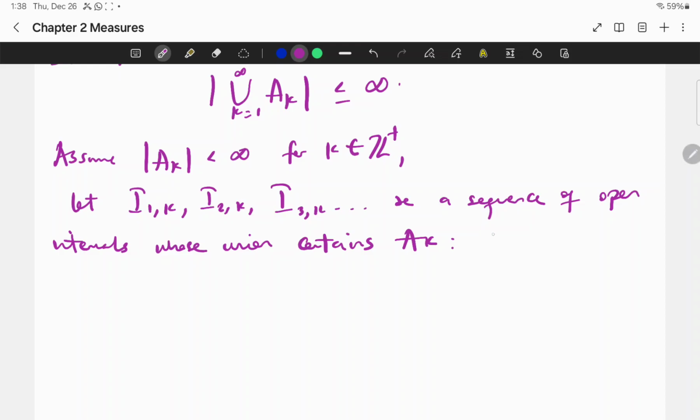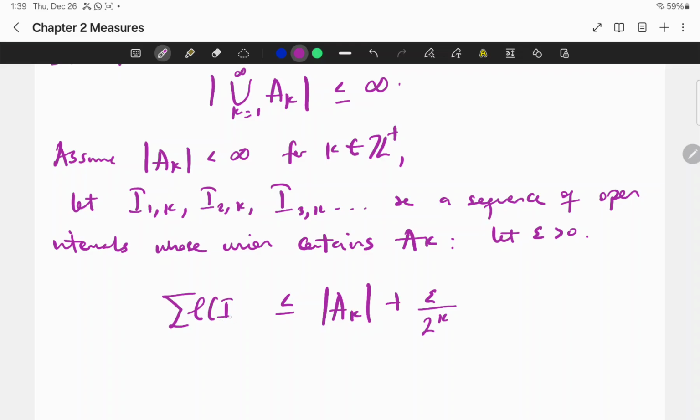So if the union contains A_k, then we can select epsilon greater than 0. Then for each A_k, whose union contains A_k, the outer measure of A_k will now be greater than the length of those intervals whose union contains A_k. Okay, so if you have any question, you can drop it in the comment section.